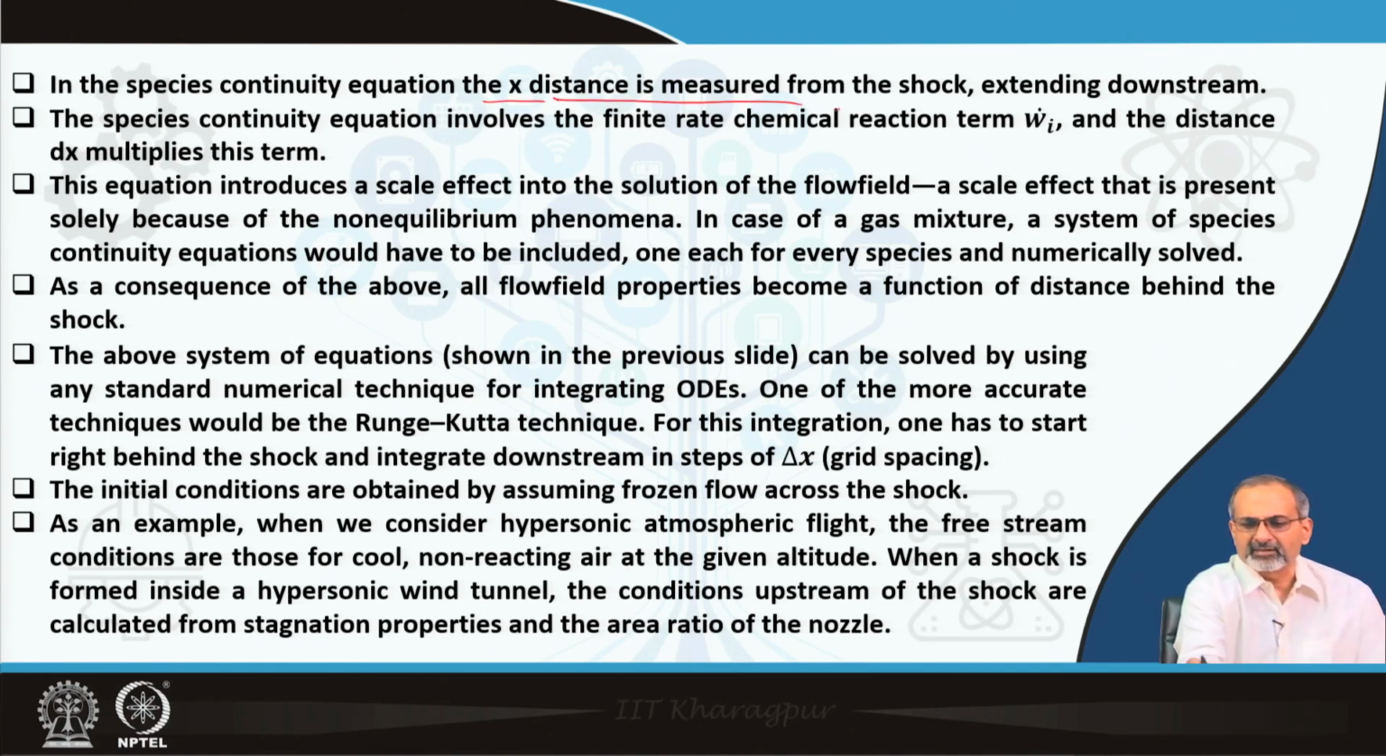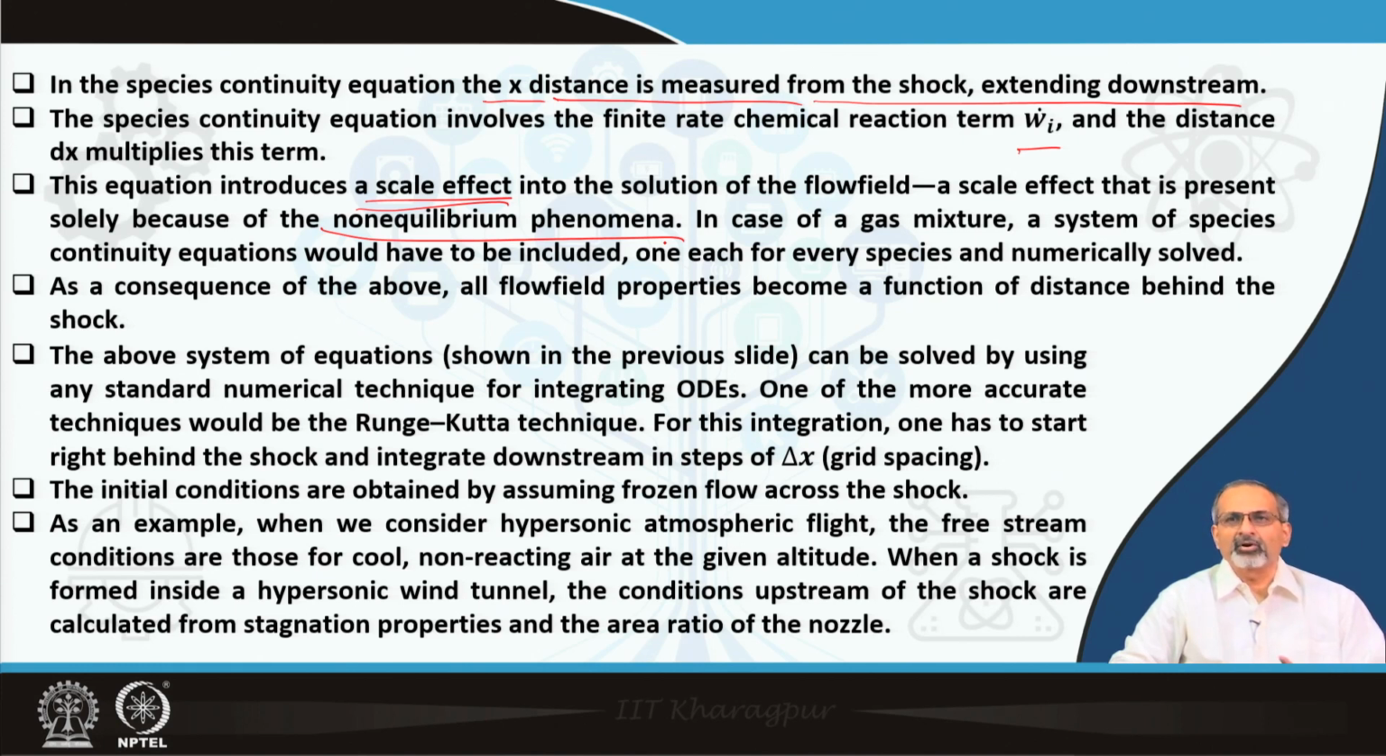The x distance is measured from the shock extending downstream. So, it involves the finite rate chemical reaction term W_i dot, and the distance dx multiplies this term. This equation introduces the so called scale effect that we are talking about into the solution of the flow field, and it is purely because of the non-equilibrium phenomenon that we are talking about.